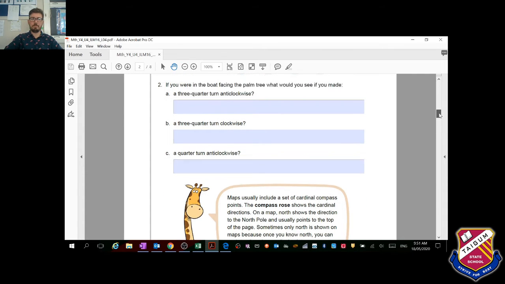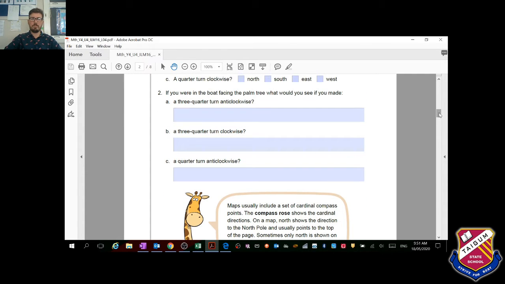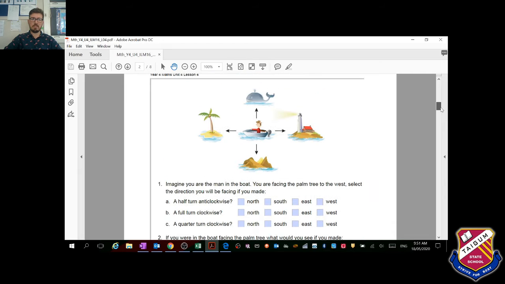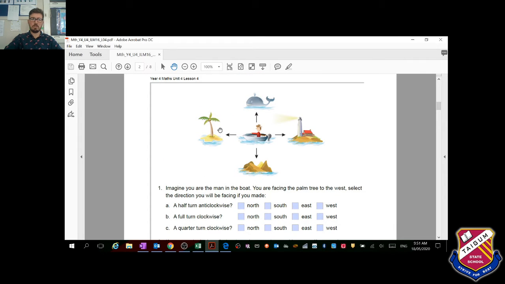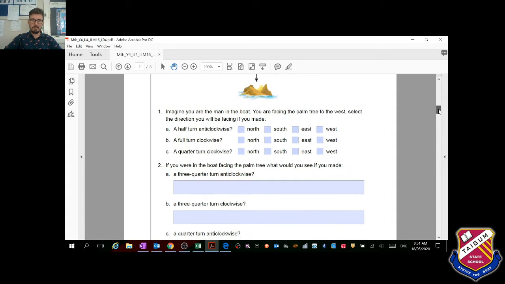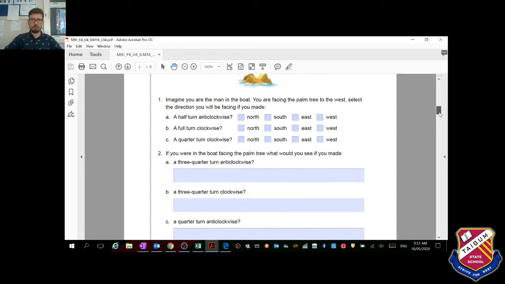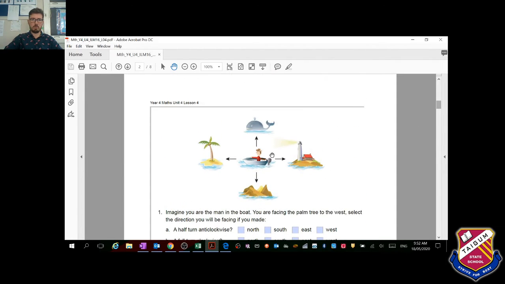Number 2, if you were in the boat facing the palm tree, what would you see if you made a 3/4 turn anti-clockwise? So that would be 1, 2, 3, I'd see the whale. A 3/4 turn clockwise. 1, 2, 3, I'd be facing the rocks. A quarter turn anti-clockwise, I would be facing the rocks.